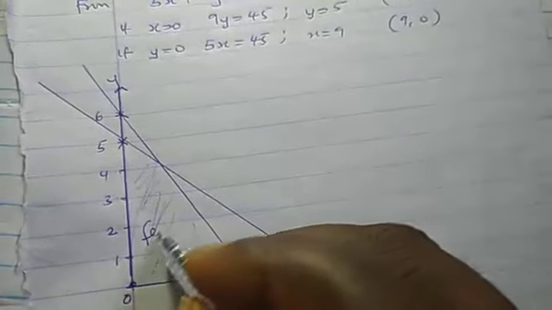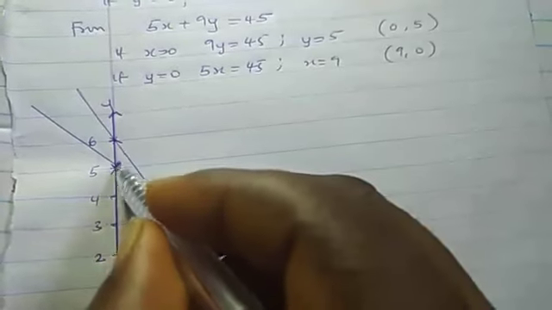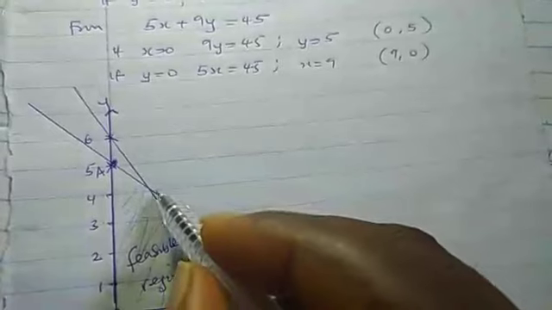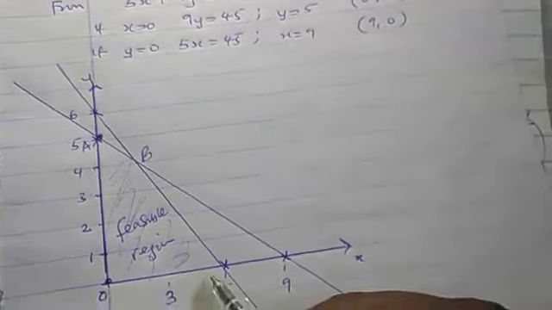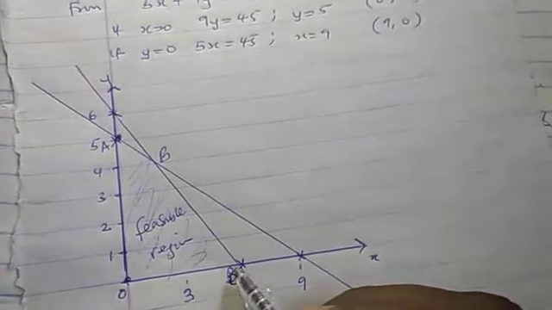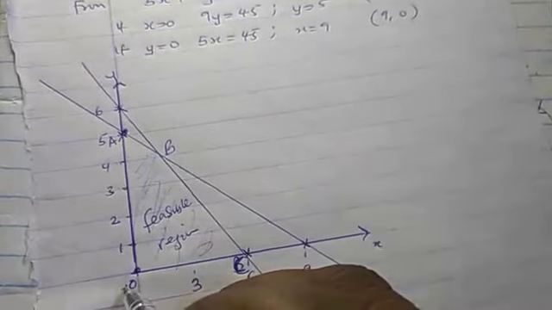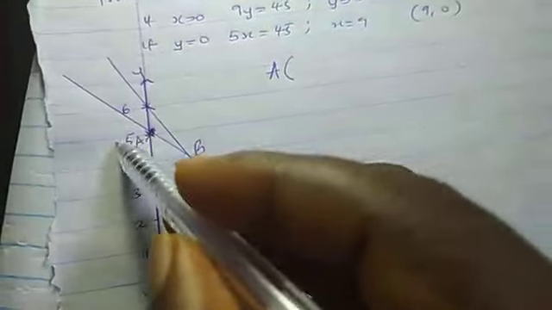So we call this place the visible region. Now, we need to know the set of points. For this one, let me label it as A. This is another point that determines the visible region. This is another point that determines the visible region. Let me call this one C, and let me call this point O, or point D.